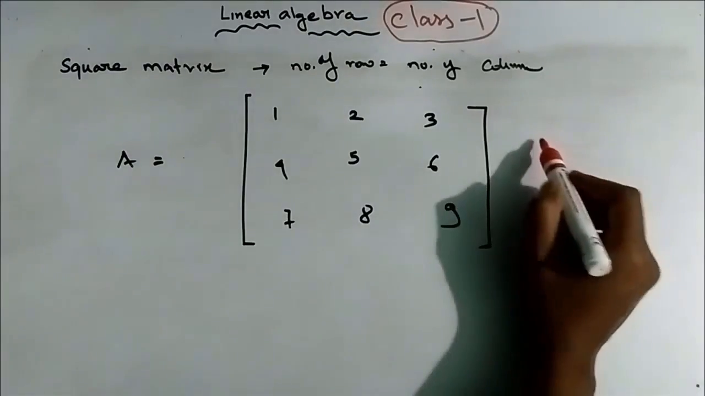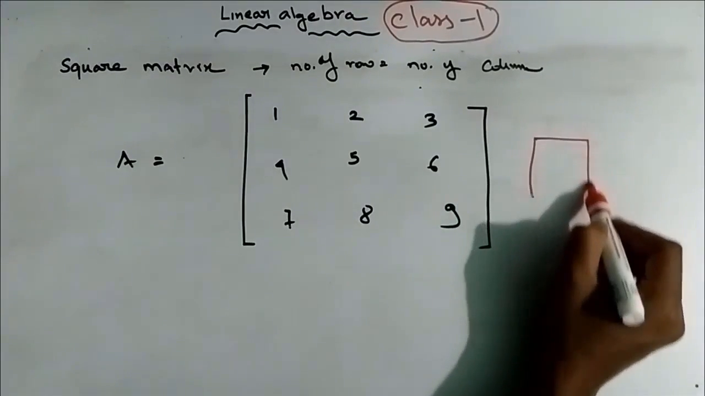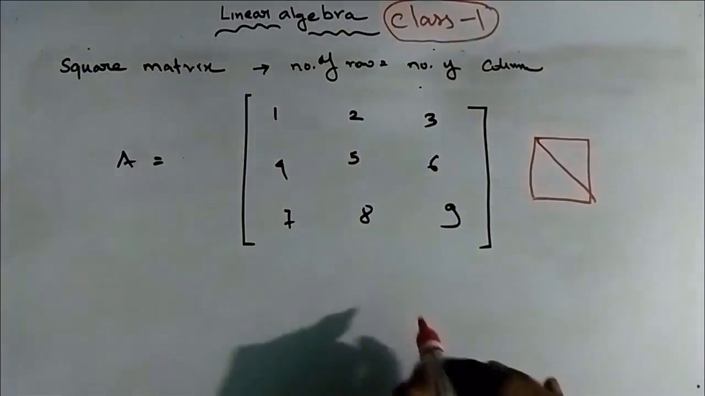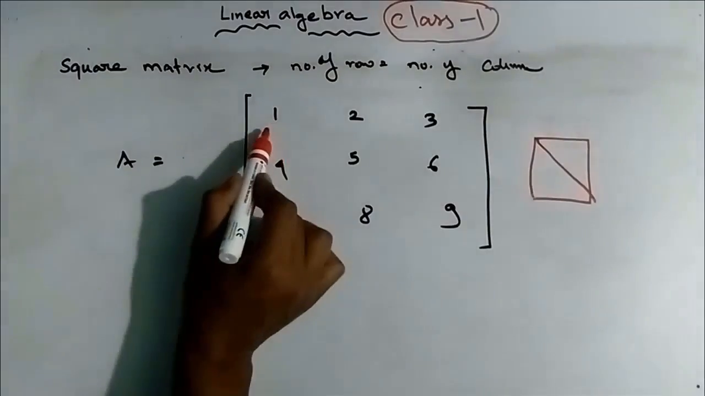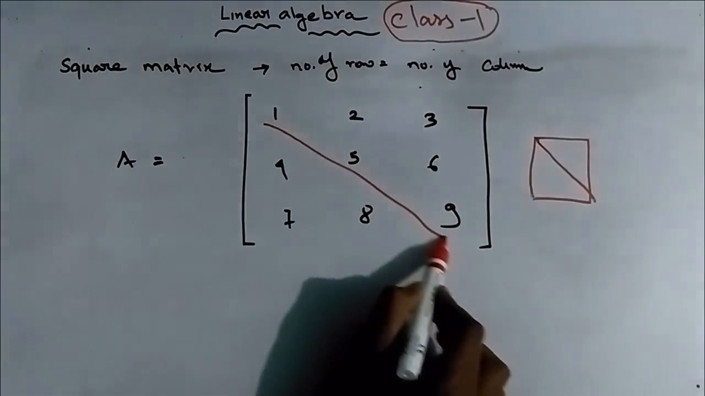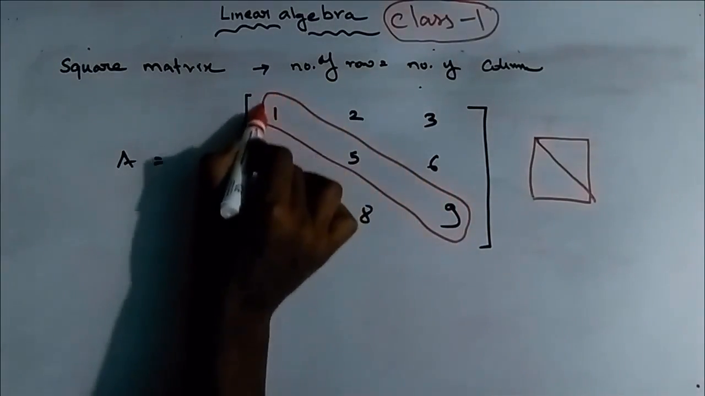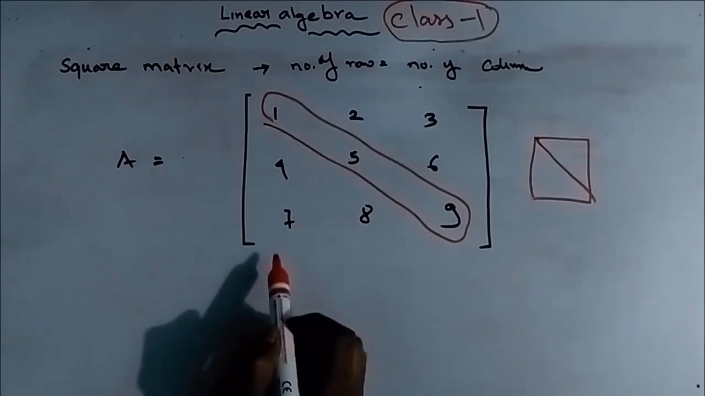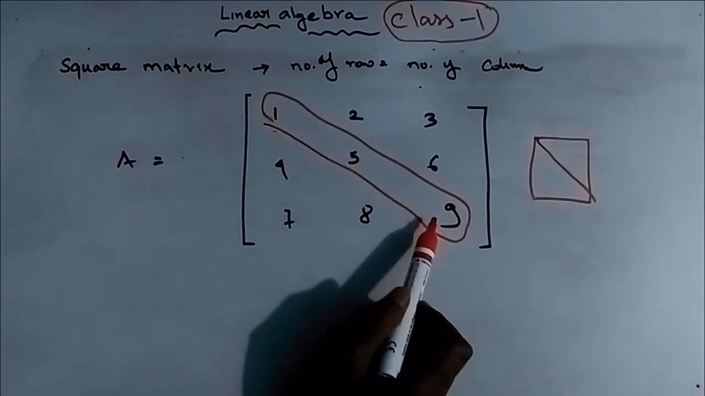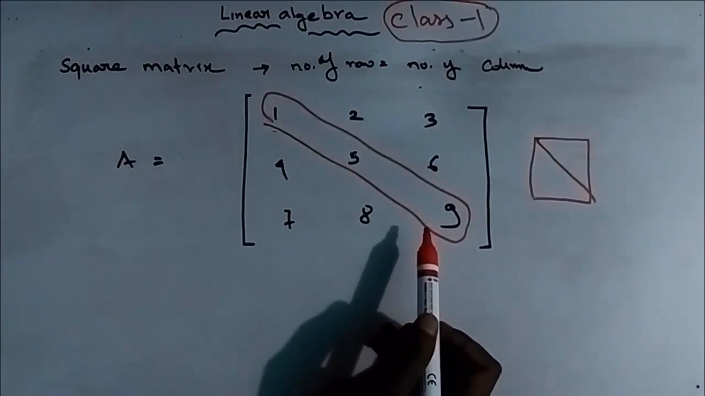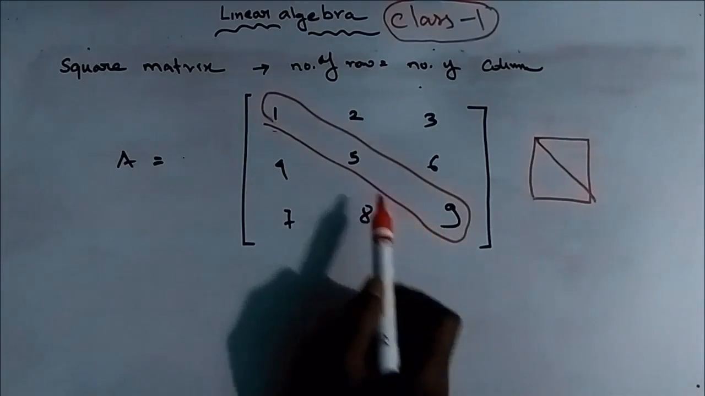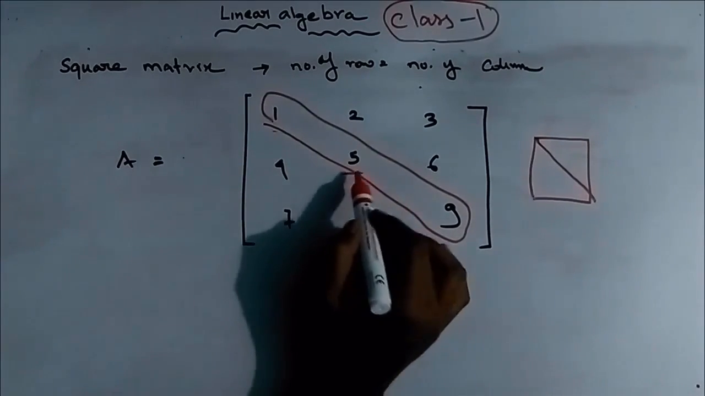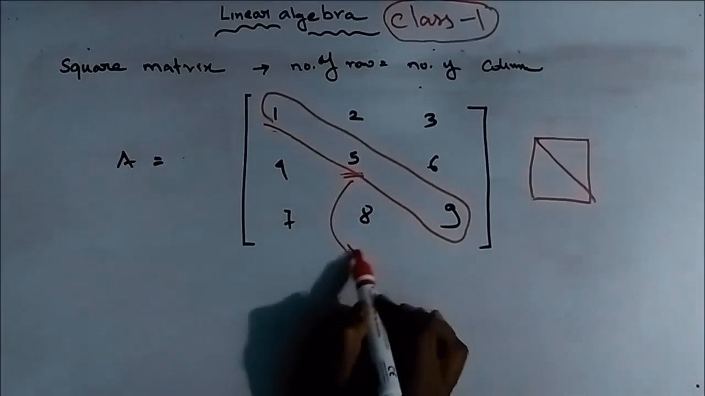So guys, in a square, this is the diagonal. If we consider this as a square, these elements are known as the diagonal elements of this square matrix. So what are the diagonal elements in this square matrix? 1, 5 and 9. If I ask you what is the location of 5, the location of 5 is 2 cross 2.